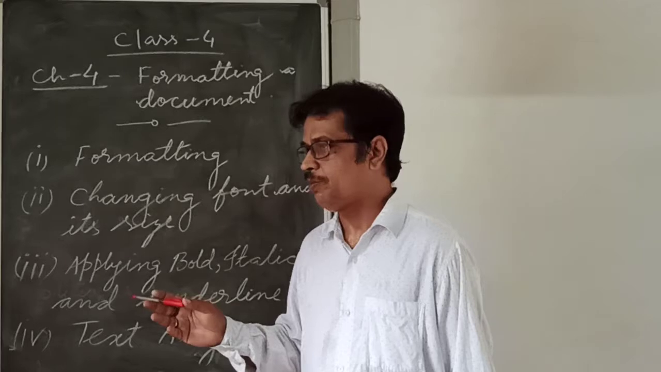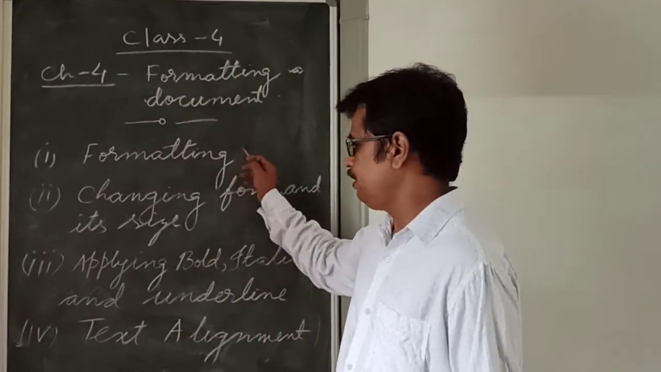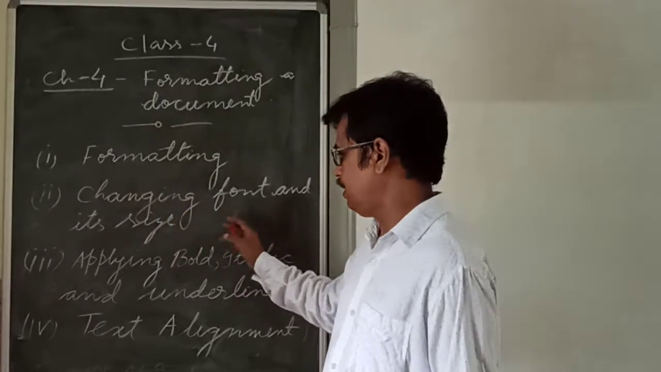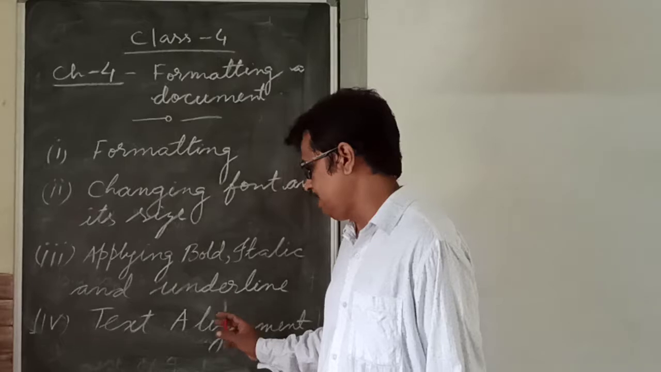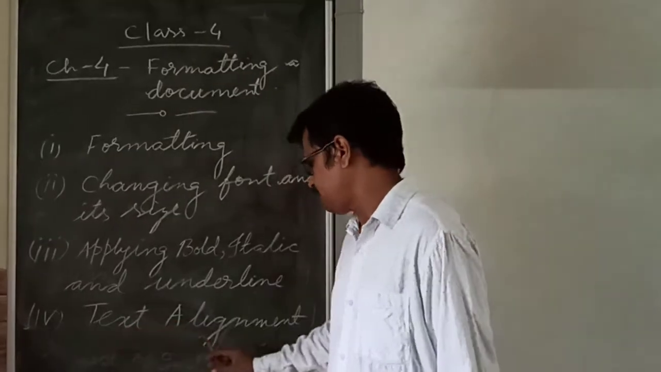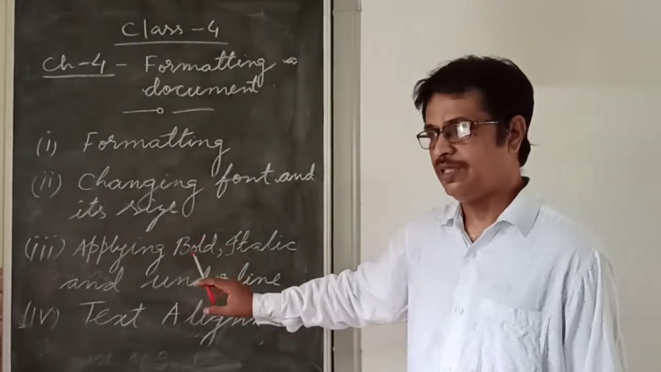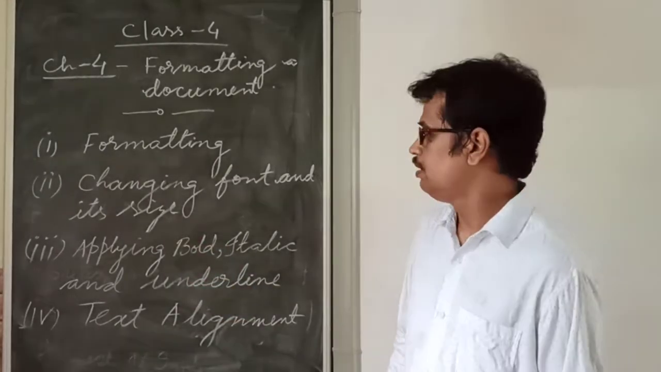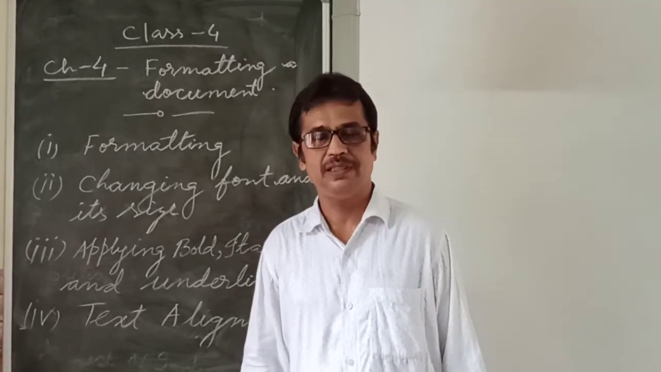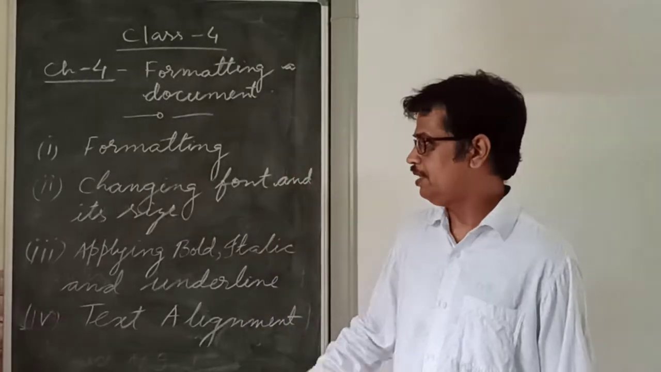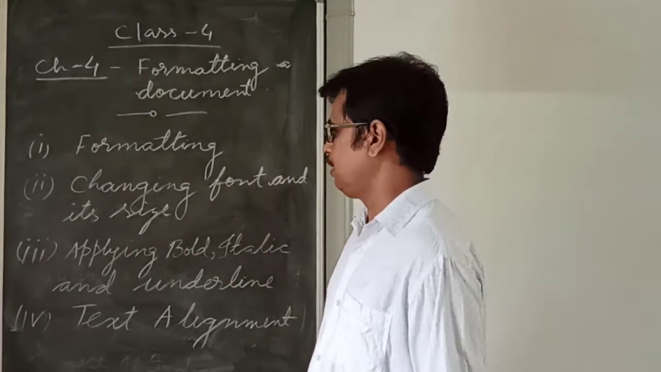So today's topic, what we are going to discuss, is all about formatting: changing font and its size, applying bold, italic and underline, and the last is text alignment. These are the 4 topics we are going to discuss in today's tutorial class. In the last class you must have learned what is editing. In this class, in chapter 4, we will do formatting.